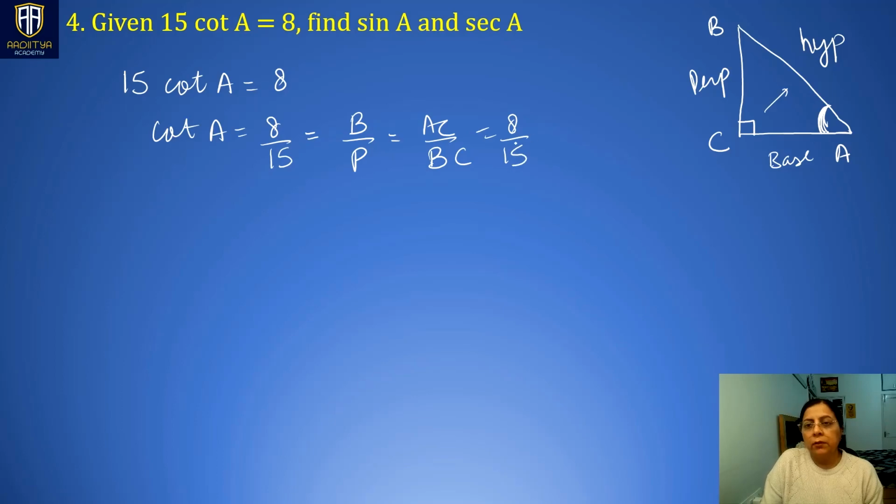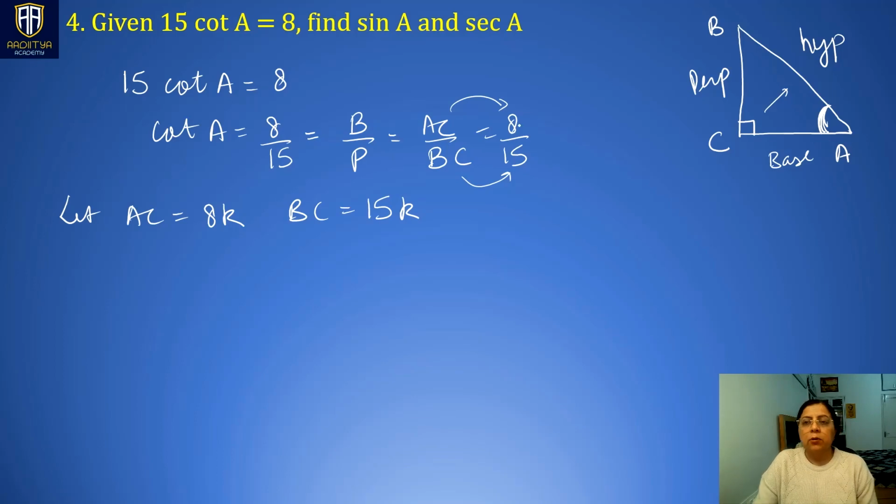Now 8 over 15 is the ratio. So let us assume that AC represents 8 parts and BC represents 15 parts. So AC becomes 8K and BC becomes 15K. Since these are not exact measurements, I am taking the exact measurements to be multiples of these ratios. Now placing them here, BC is 15K and AC is 8K.